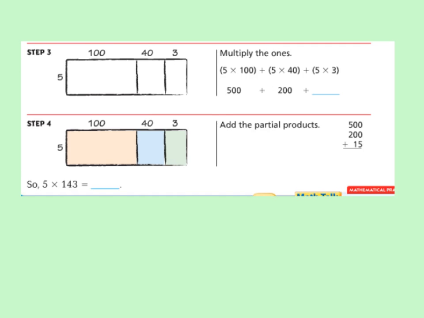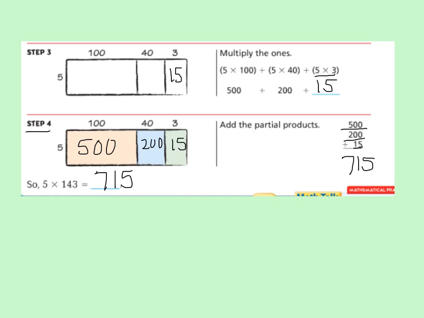Okay, and now we still have to multiply the ones, the 5 times 3, and that is 15. And that is this box right here. And you can see in step 4 here, they've shaded it in. So the 500, that's this part. The 200 is what we got when we multiplied 5 times 40. And this 15 came from 5 times 3. Now we'll go ahead and add these up. And you've just figured out that 7 times 143 is 715, and we did that with a combination of expanded form and the distributive property.